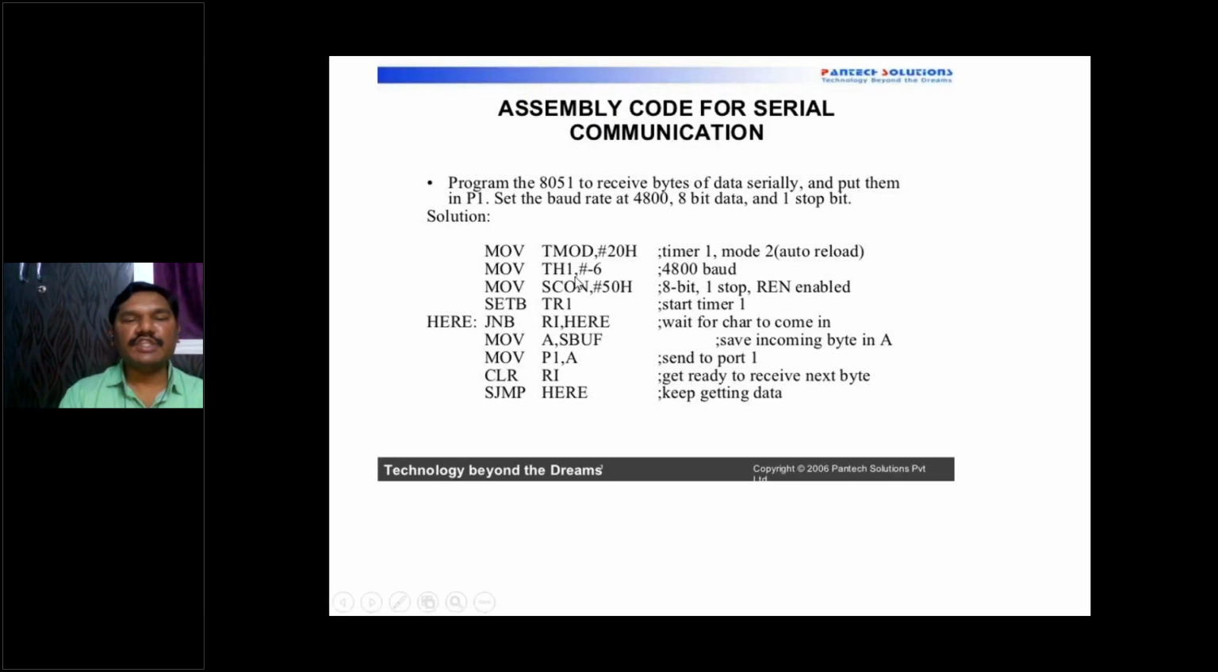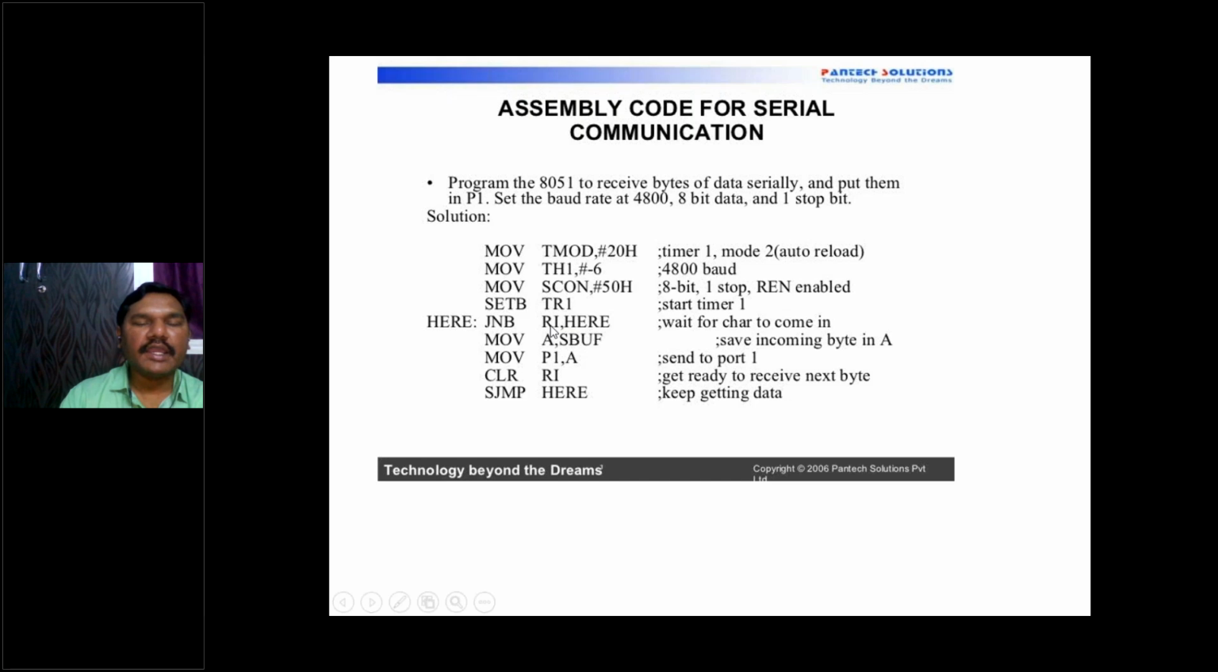Right. So now move TH1 comma #-6. Move SCON comma #50h. Suppose we substitute 50h in the SCON register, then the 8-bit data value, one stop bit, and REN are based upon this binary value of 50h, the hexadecimal equivalent. REN will be enabled and receiving will be enabled. So to enable the REN bit, we have to take SCON as 50h.